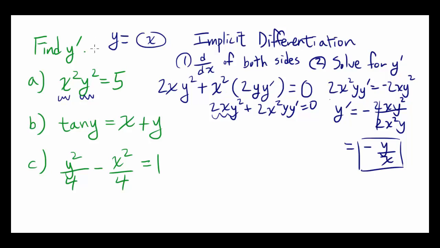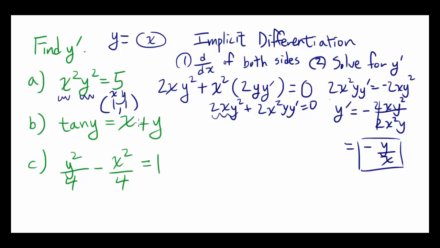So if you wanted to find, let's say, the slope of the tangent line to this graph at (1, 1), you're going to plug x equals 1 and y equals 1 into this equation to find the slope of negative 1. Now let's look at B.